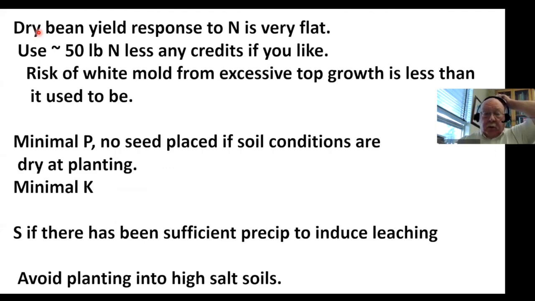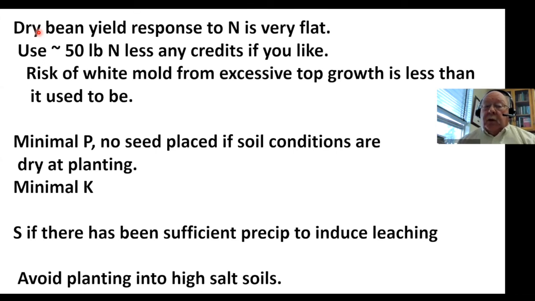So here's a summary slide. So dry beans, response to nitrogen, one of the 3 strategies: don't do anything. You can inoculate if you think it's going to be okay. Use around 50 pounds of N, and then subtract from that any credits that you like. The risk of white mold from excessive top growth is a lot less than it used to be. So pushing it is okay, but just realize that for the most part, in most of our land, it's kind of money wasted.